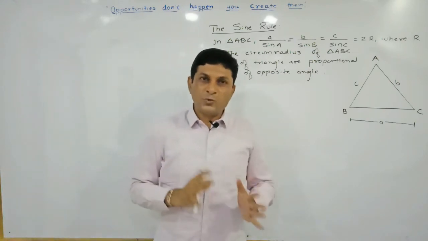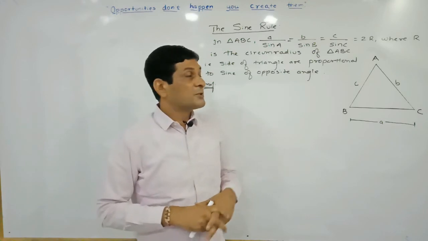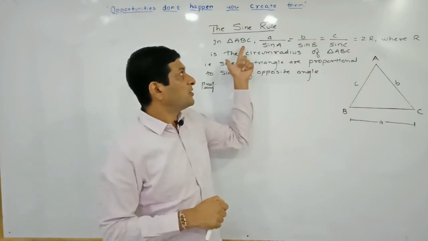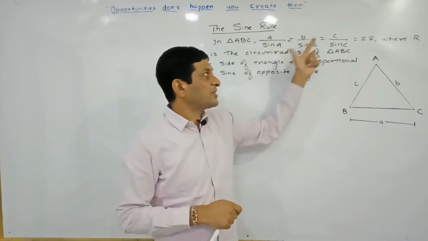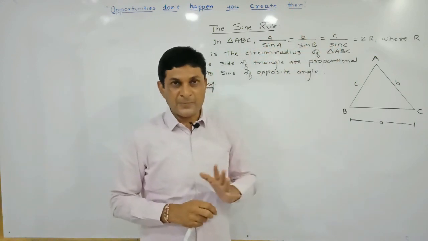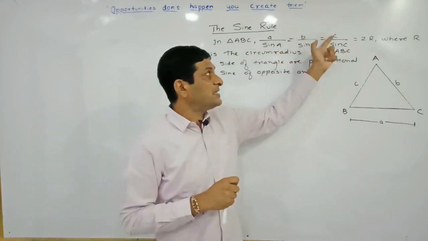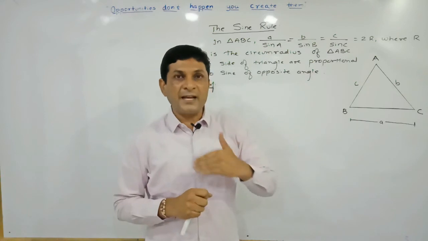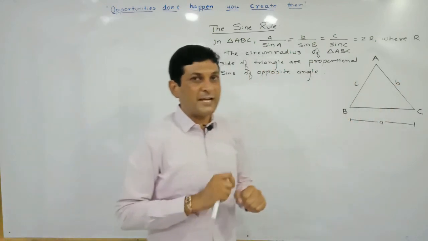So this sine rule is one of the very important theorems from this chapter. So try to understand what the statement of this theorem is. In triangle ABC, a upon sin A is equal to b upon sin B is equal to c upon sin C. Means if you observe the numerator here, a, b, c are nothing but what? Sides of the triangle. So small a, small b, small c are nothing but sides of the triangle.